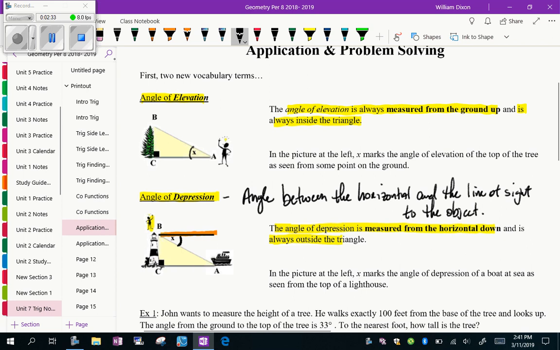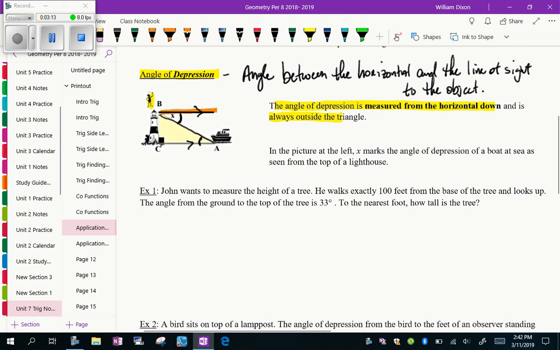Very important. Now, something you should notice is that this horizontal, where the person is standing on top of the lighthouse, is parallel to the ground. So this line of sight is a transversal. So my angle of depression equals my angle of elevation, because those are alternate interior angles. It's very, very important that you know that the angle of depression equals the angle of elevation. So let's look at some problems.